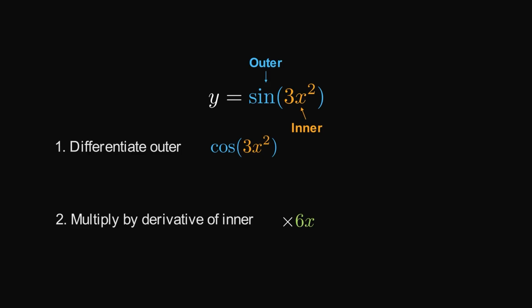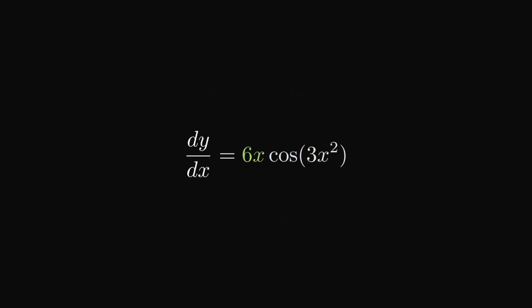And so according to the chain rule now, if we multiply, we get dy by dx is equal to 6x cosine 3x squared, okay, where the 6x is the chain rule paying respect to the inner function. Okay, and that's 3 marks that a lot of people can leave on the table.